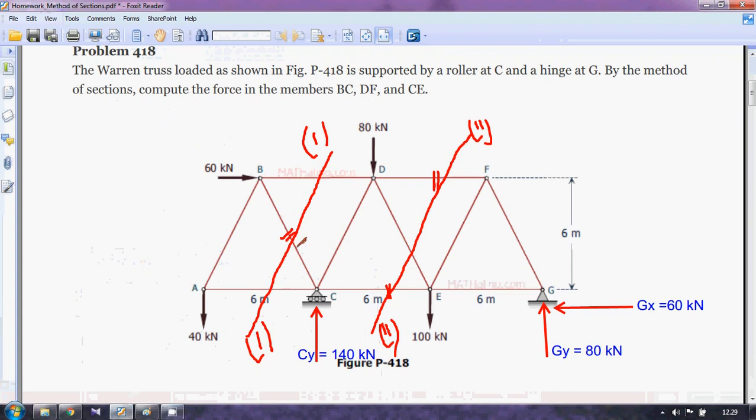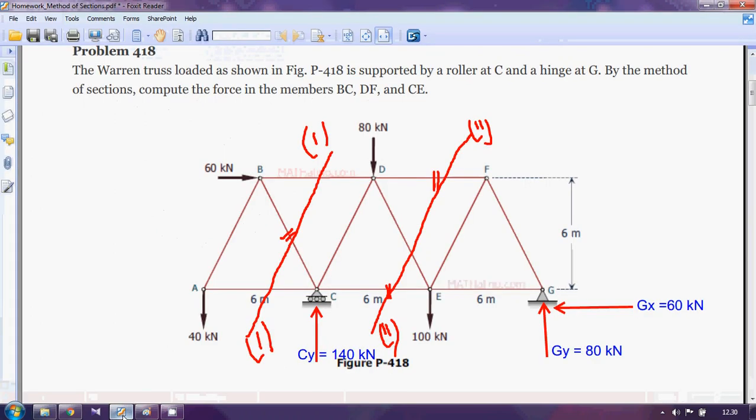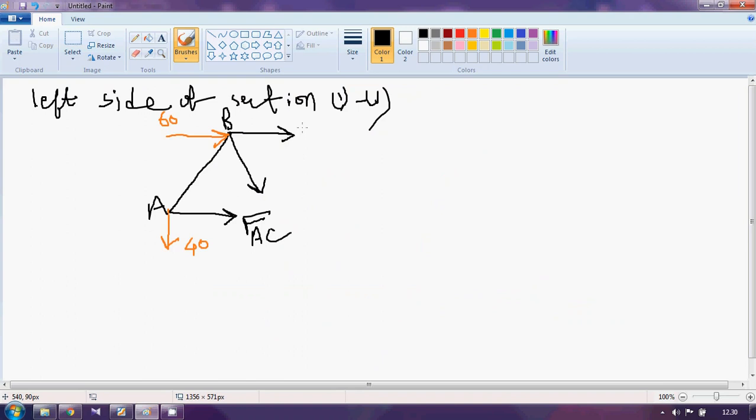So this member force, this member force, this. I have to calculate this member force BC. I'm not concerned about this one, but if I need it in order to calculate BC, I'll calculate that. Otherwise, I will not. So write down the member forces. This is FAC, and this is FBD. This is FBC.